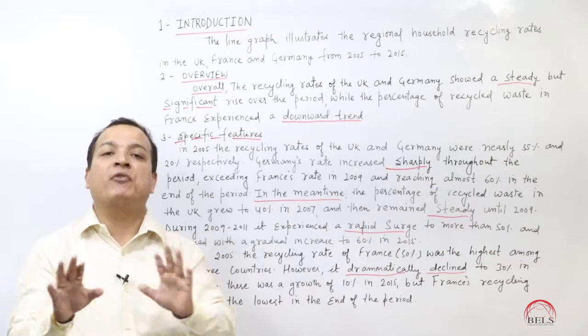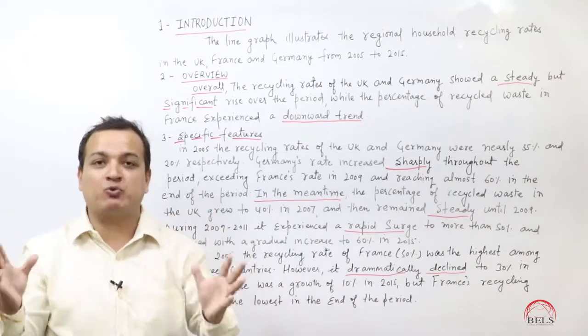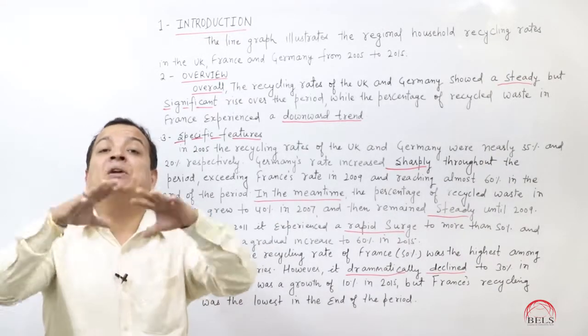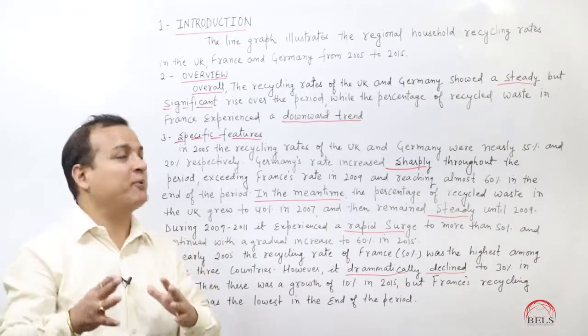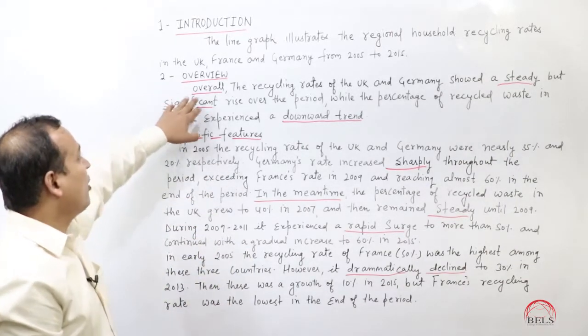You don't have to explain everything. You'll give a general overview of the maximum fluctuation that you can see in the graph, what is happening overall in the line graph. So here I have written "overall."